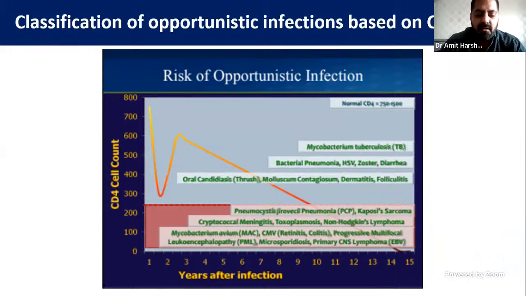Specifically, when we talk about a CD4 count of less than 100, we typically see Mycobacterium avium complex or cytomegalovirus-related retinitis or colitis, PML, microsporidiosis, cryptosporidium, and some primary CNS lymphoma. Next slide, please.